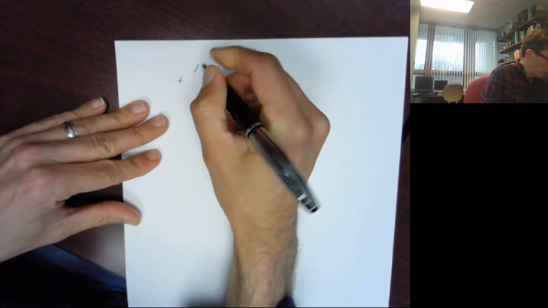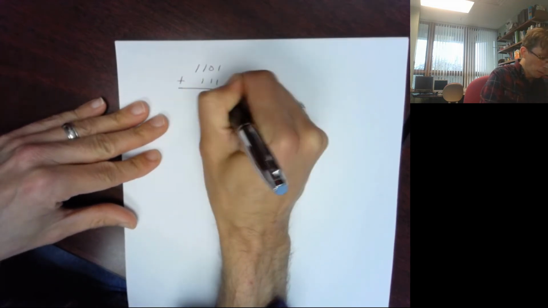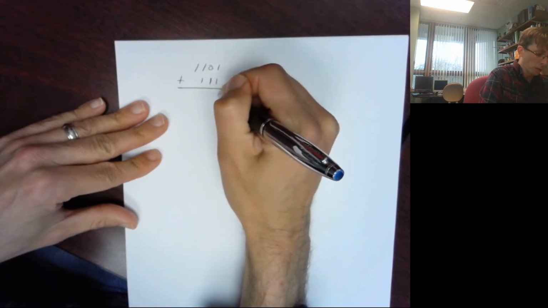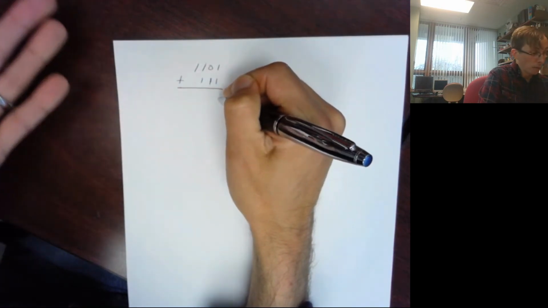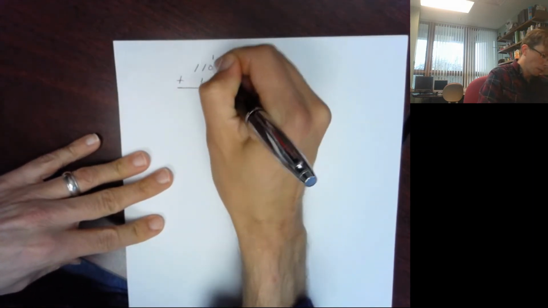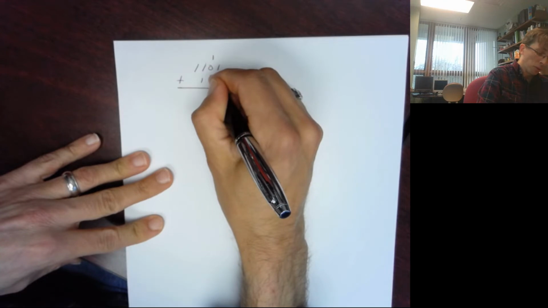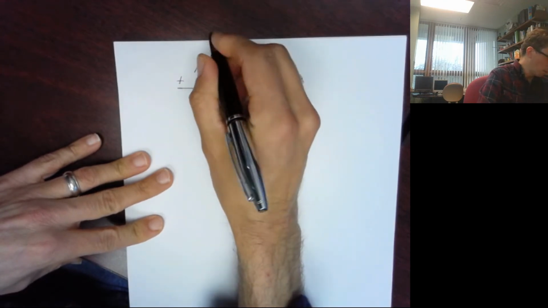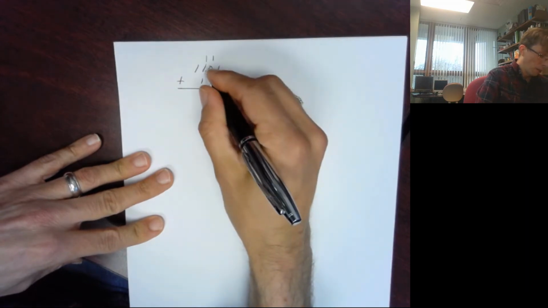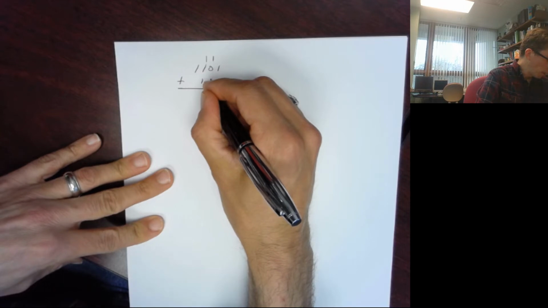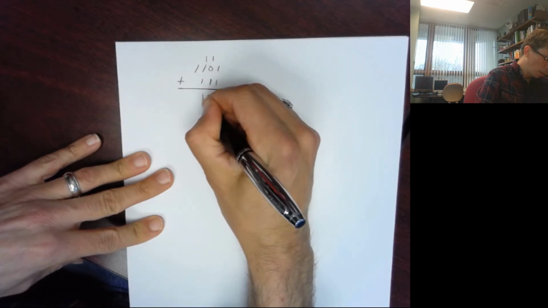1101, and we want to add to it 111. Right? We're just going to, again, we're just going to start adding. But again, all we have are the digits 0 and 1. So 1 plus 1 is 0. We're going to carry our 1. 0 plus 1 is 1. But we have to add our 1 that we carried. So again, that's 0. We carry our 1. We have our 1 plus 1 is 0. Add 1. All right.